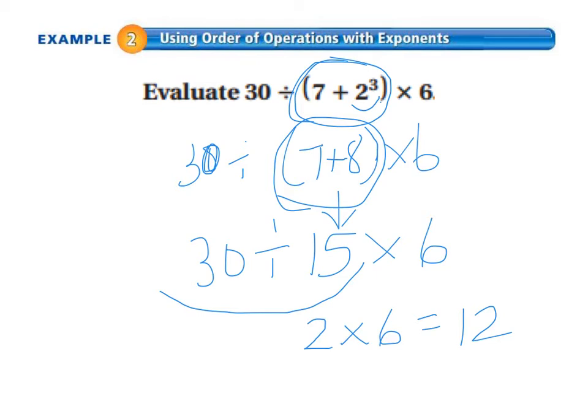So I had 30 divided by 15 times 6. My dear, multiply and divide from left to right. So starting from left to right, division came first. 30 divided by 15 is 2, and then I multiplied that by 6 to get 12.